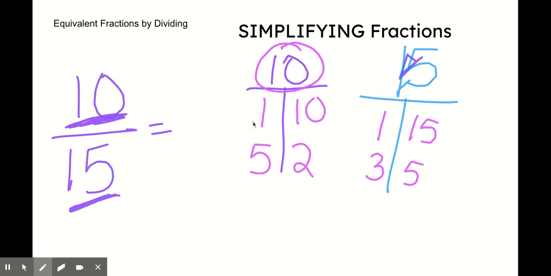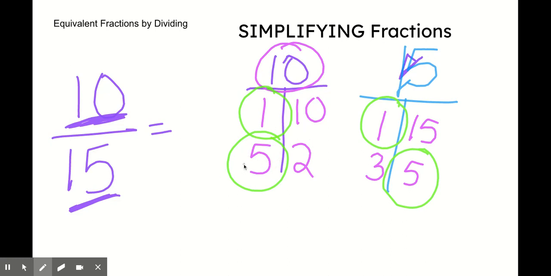So now your next step is to look at both lists. So we have our 10 list and our 15 list. Find the numbers that they both have. So they both have number 1, right? So I'm going to circle number 1. And they both have number 5. Okay? Now, these are the numbers we can divide by. So these are our options we can divide by.